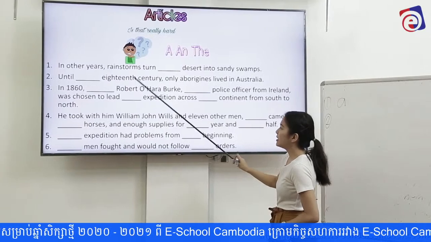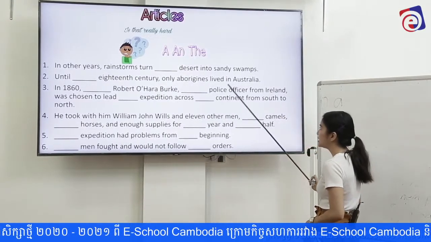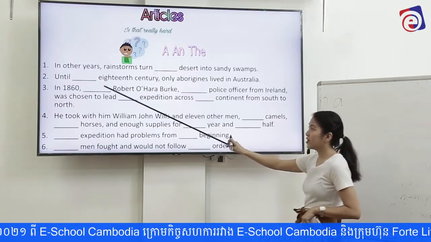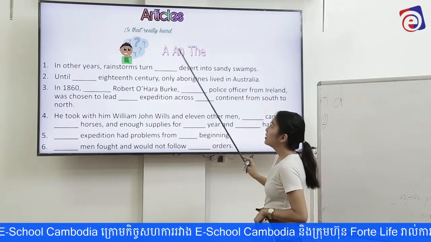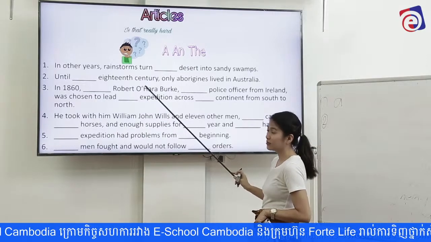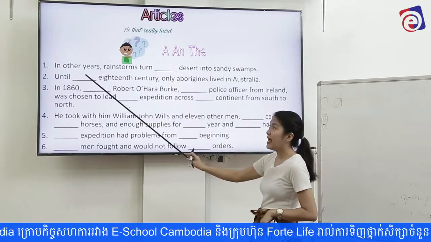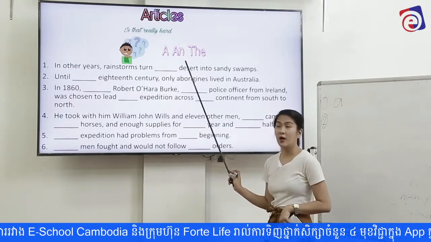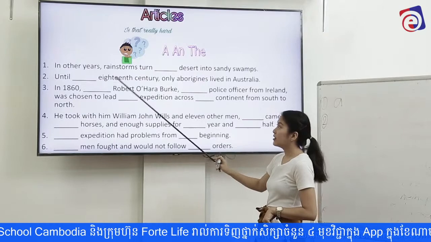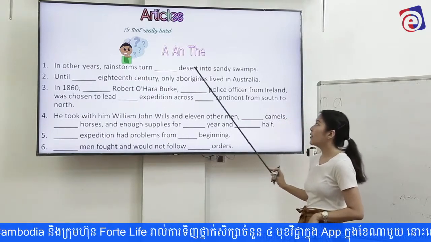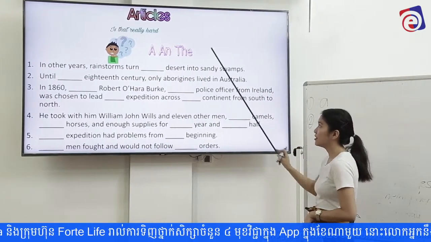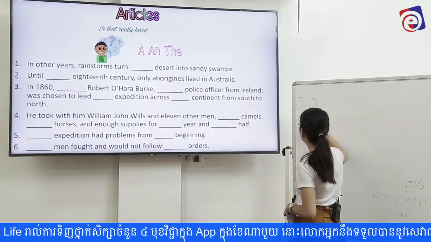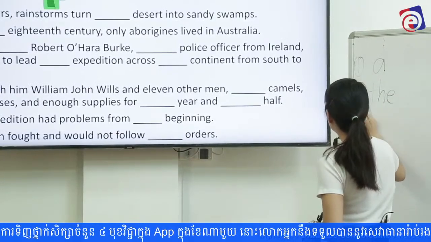Until blank 18th century, only Aborigines lived in Australia. So what is the answer? Until a 18th century? How about an? Until an 18th century? Or maybe the? Until the 18th century, only Aborigines lived in Australia. So the answer is the. Number 3.